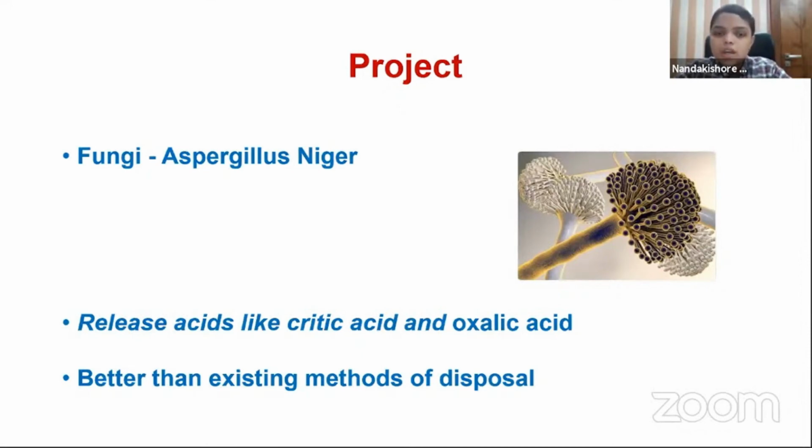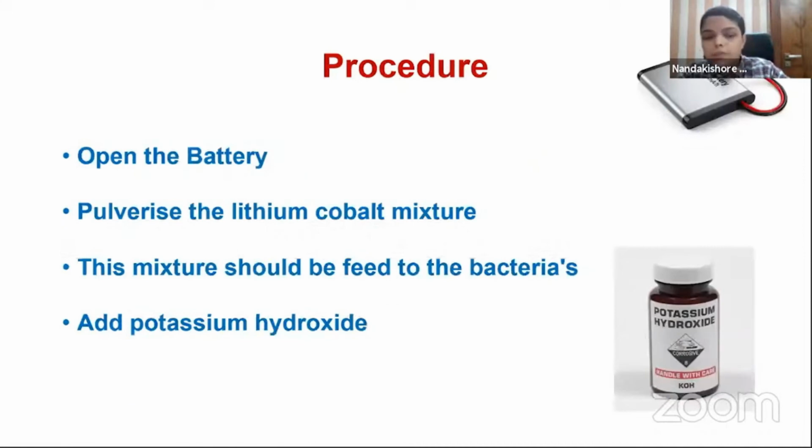The fungus we use here is Aspergillus. This fungus, Aspergillus niger, releases acids like oxalic acid and citric acid. These acids are organic acids. They are better than any existing means of disposal, such as melting and leaching. Now, let's get on to the procedure.